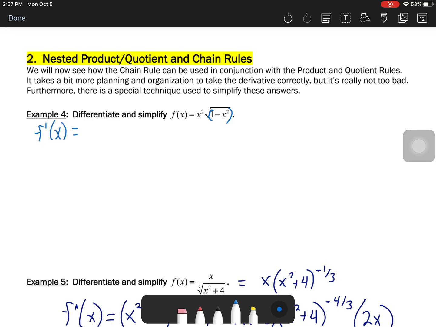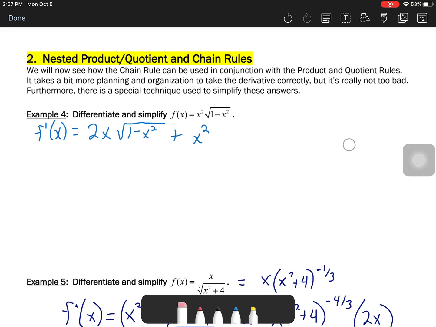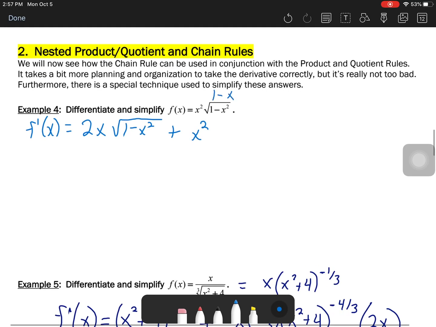So f prime. So derivative of the first is going to be 2x, and then we leave the second part alone, so the square root of 1 minus x squared. Plus, now this is my product rule, right? Derivative of the first times the second plus the first times the derivative of the second. Now, derivative of the second, maybe it'd be helpful if I would have written it to the 1/2 power before we started, just to help you think about how we're going to do that derivative. So the square root of that is like to the 1/2 power, right?